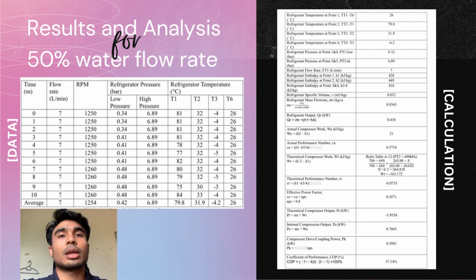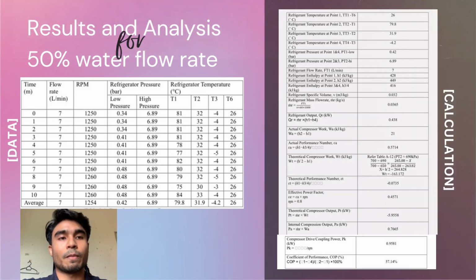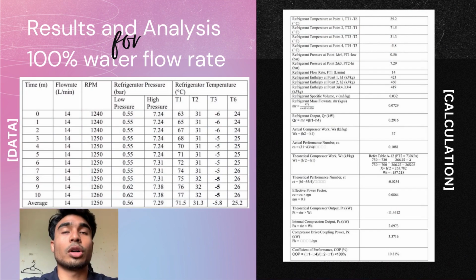Lastly, we can calculate our coefficient of performance, COP, for this experiment using the formula (H1 minus H4) divided by (H2 minus H1) times 100%. So for 50% water flow rate, the COP that we get is 57.14%. As we know, for 50% water flow rate, our flow rate is 7 liters per minute. However, in 100%, the flow rate will be 14 liters per minute.